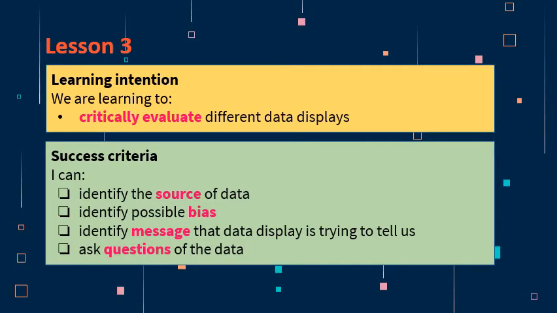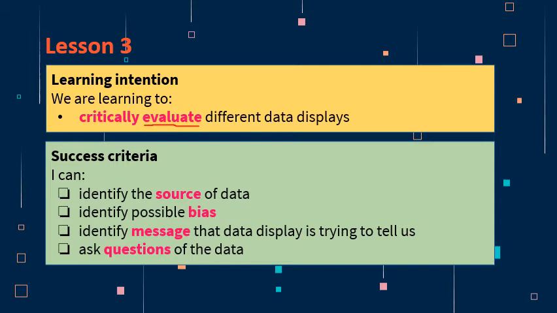So in today's lesson and for tomorrow as well, we're going to be using our critical evaluation skills. We're critically evaluating different data displays. Now, you might be asking, what do you mean by critically evaluating? Well, let's look at this word evaluate. When you are evaluating something, you're making a judgment about it. You're thinking about how important is it? How reliable is it? Is it a quality product or is it not a quality product?